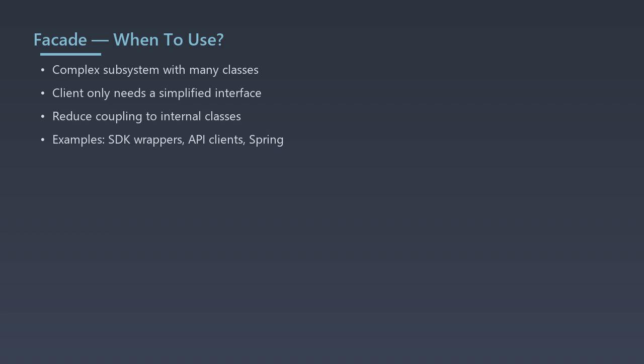Use Facade when you have a complex subsystem and the client doesn't need to know all the details. SDK wrappers: the AWS SDK has incredibly complex internals, but you call one method. API client libraries wrap HTTP calls, parsing, and error handling behind simple methods. The Spring Framework itself, the application context, is a facade over bean creation, dependency injection, and lifecycle management. Anywhere you want to say, here's one simple door into a complex building, that's facade.